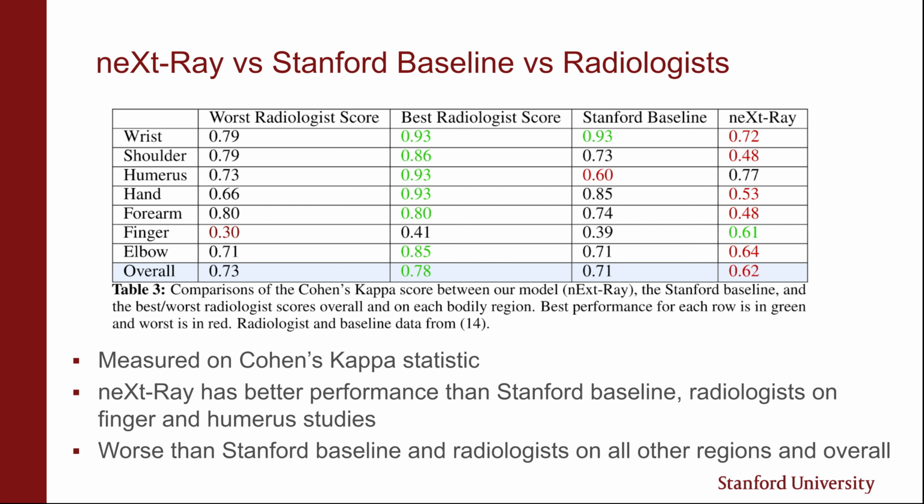Now comparing neXt-Ray to the Stanford baseline and radiologists on the Cohen's kappa statistic, which measures the level of agreement between our model and the test set, we found that neXt-Ray actually performs better than the Stanford baseline and radiologists on finger and humerus studies. But it performs worse than the Stanford baseline and radiologists on all other regions and overall.